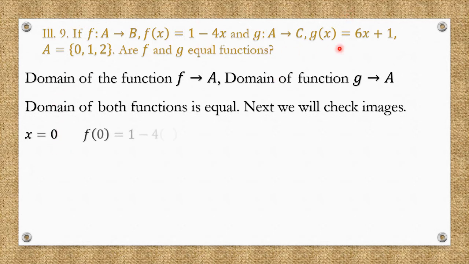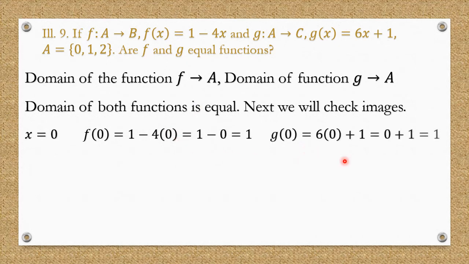We will start with x as 0. I will put 0 in both the equations here. 1 minus 4 times 0 is 1 minus 0, 1. Whereas when I put 0 here, 6 times 0 is 0, plus 1, 1. Okay, so the first answer is equal. Good. We will check the second one.